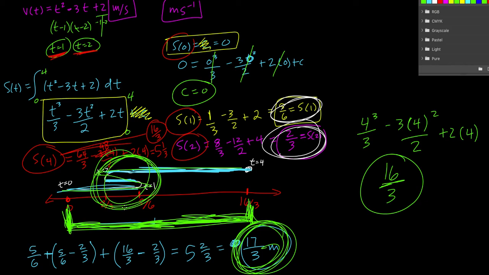And that's pretty much it. So once again, this is called the displacement, and this is called the total distance.